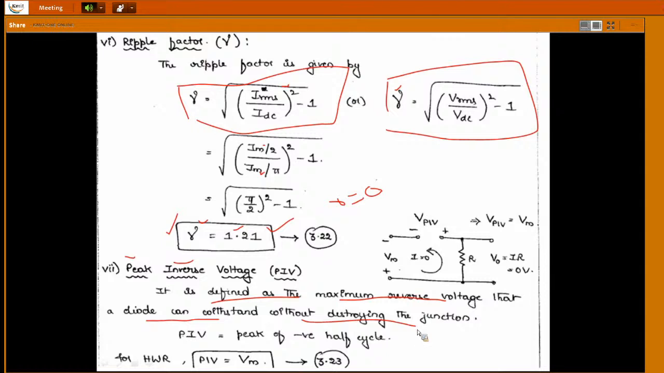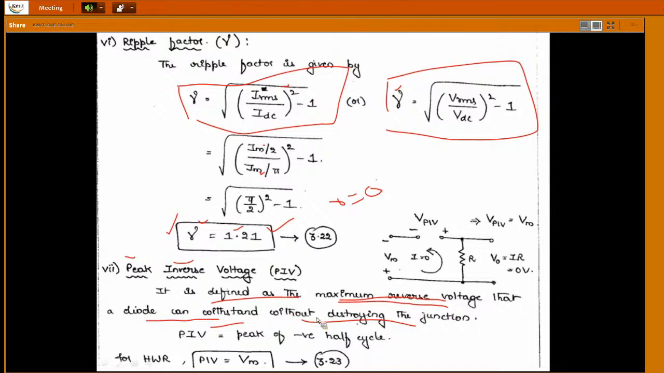Now, what is this value? The peak inverse voltage is defined as the maximum reverse voltage that a diode can withstand without destroying the junction, before breakdown occurs. Up to what voltage can it tolerate? That is given by the peak inverse voltage. Inverse is the reverse voltage.